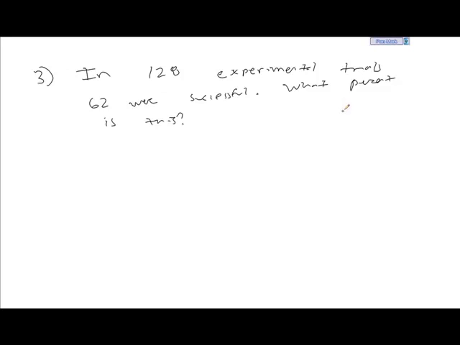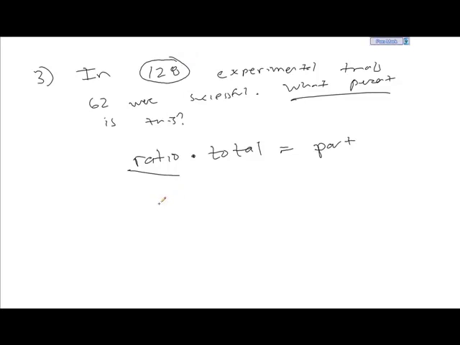So in 128 experimental trials, 62 were successful. What percent is this? Oh, okay, so we don't actually know the ratio. We're not given a ratio. So that means we have to be given a total and a part. In other words, we don't know what percent, we're trying to figure out what percent. So we want to figure out the ratio. 128, well, that's the total number of trials conducted. So we're going to have our ratio, which I'm just going to call R for short. And my total is 128, and that has to equal the part, which is 62.